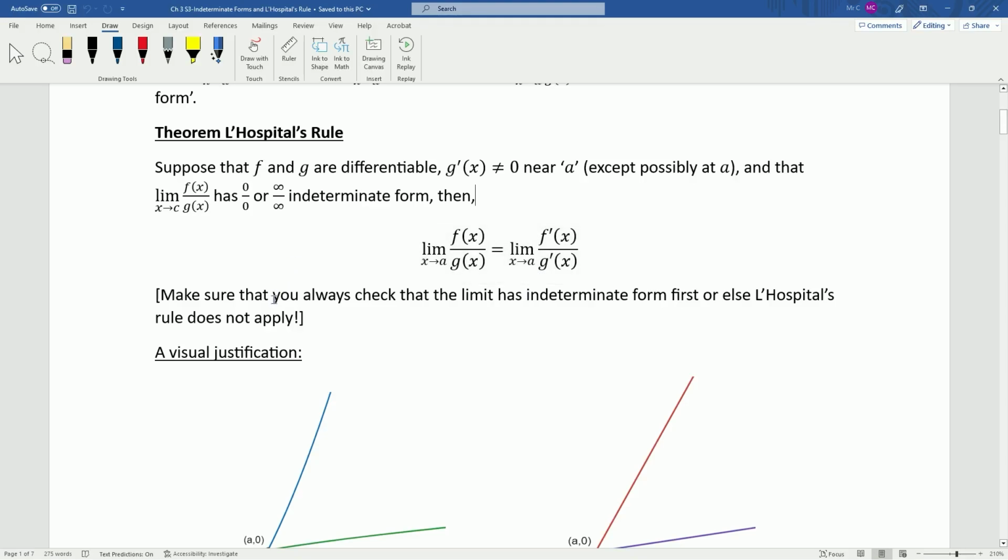Okay, so you really have to make sure that you check indeterminate form, or L'Hopital's rule does not apply. We'll see an example later where if you try to apply L'Hopital's rule to something that is not indeterminate, you will often get the wrong answer. So you have to check this every single time.